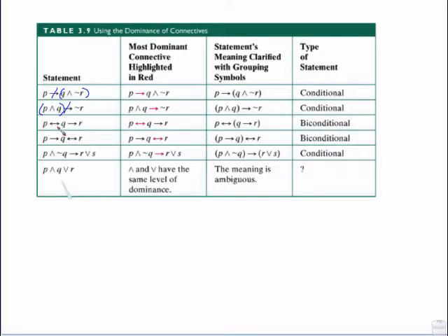Now we've got the conditional and the biconditional. The biconditional is more important. It's the most dominant. So if I put a little slash through there, then the P stands alone in front and the Q to R stands there. Here, the double is in the back.